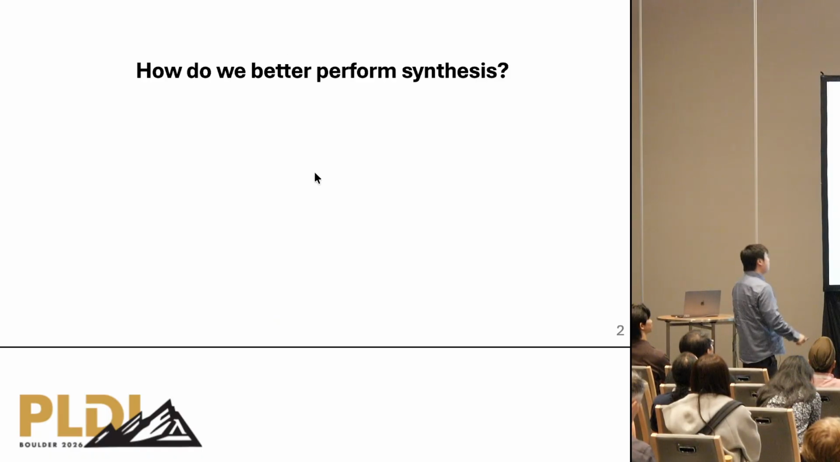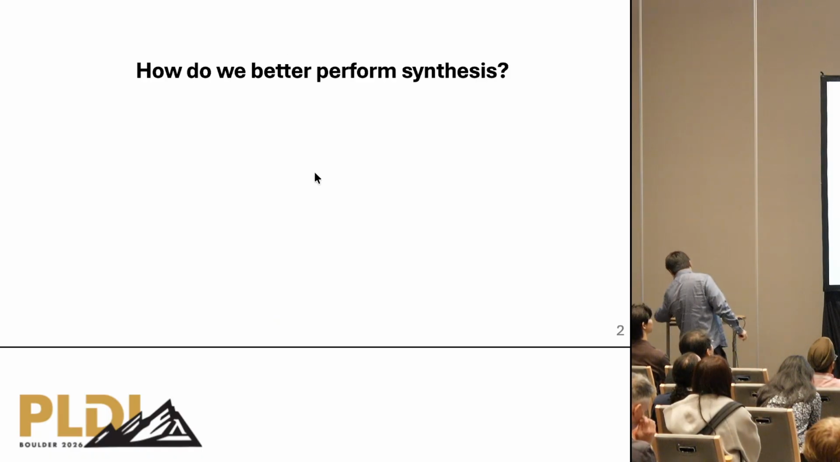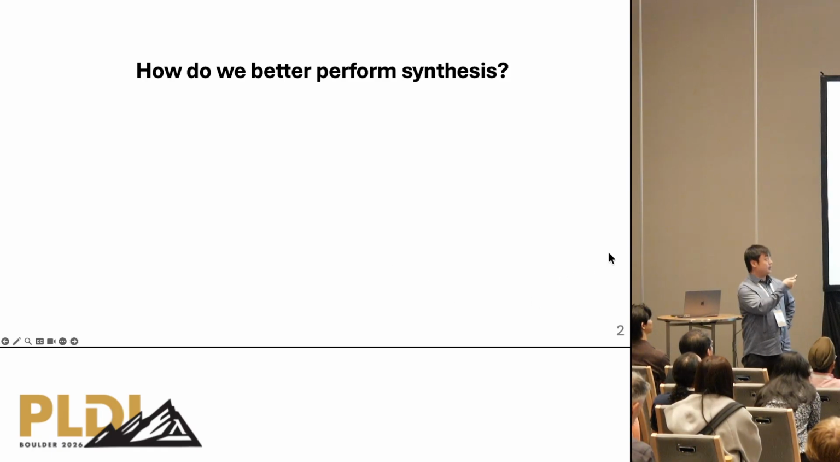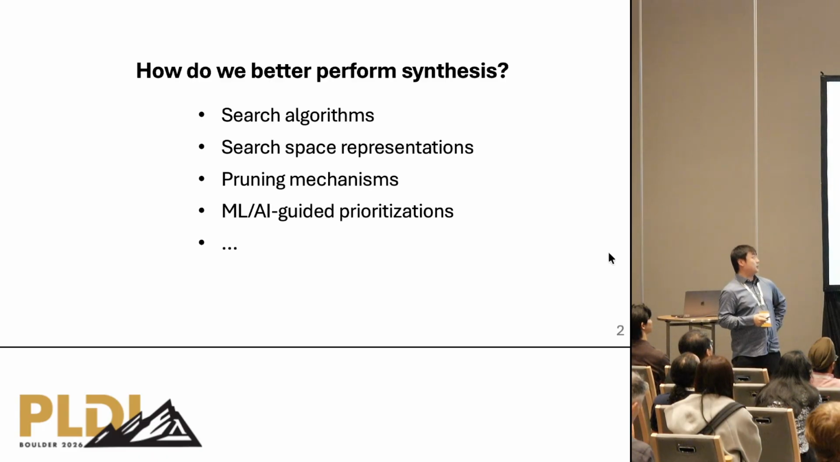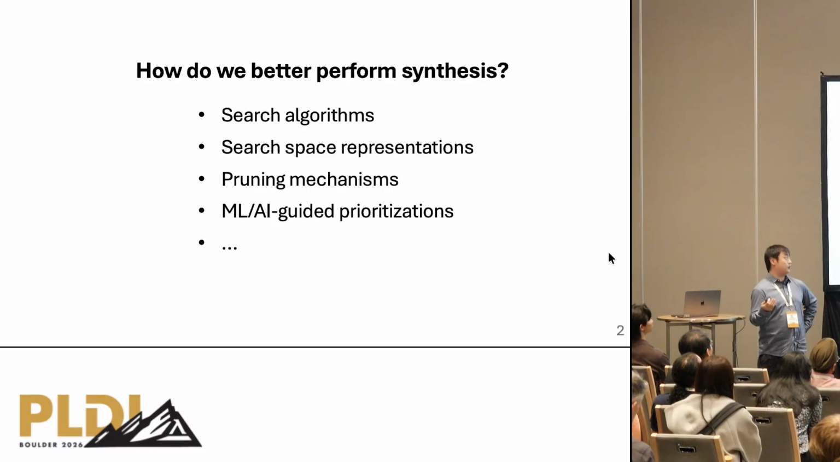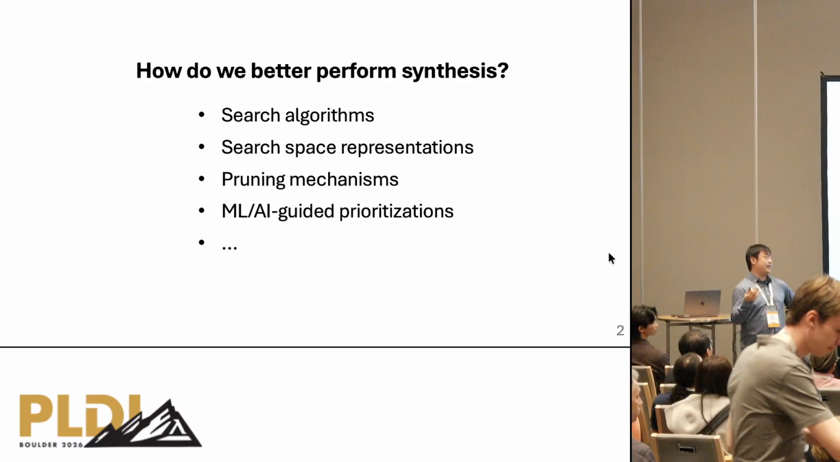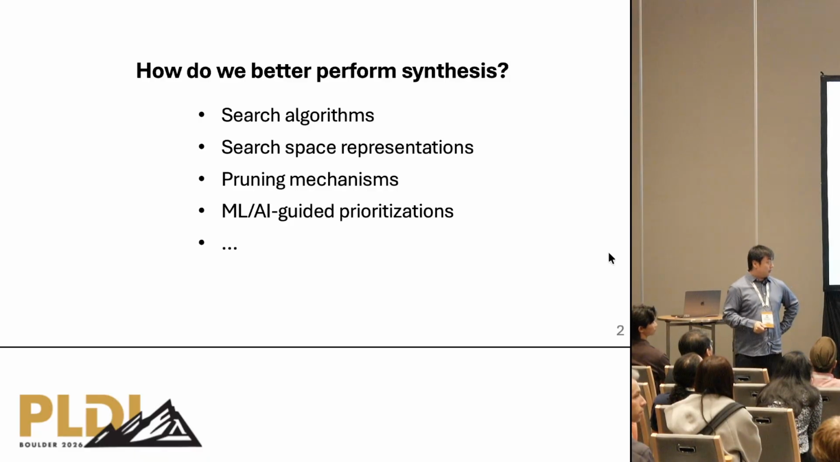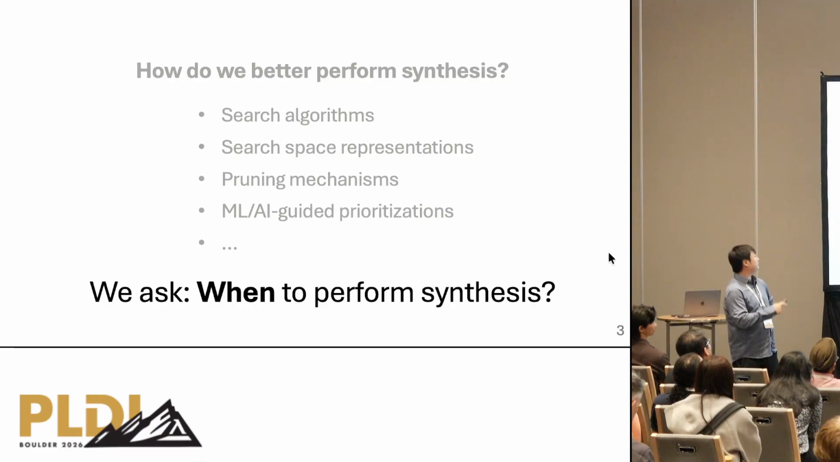So the question we'll ask here is, how do we better perform the synthesis? Previous works have pushed many fronts on this topic. For example, they explore different search algorithms, search space representations, pruning mechanisms, and ML AI-guided prioritizations. All of these ask the same question: what to do during the synthesis? But we ask a different question here: when to perform the synthesis?